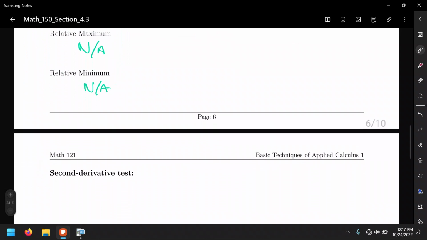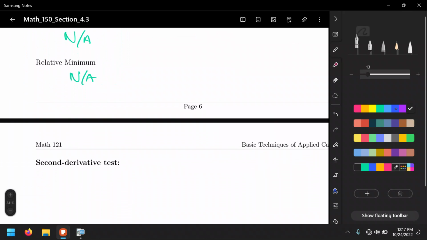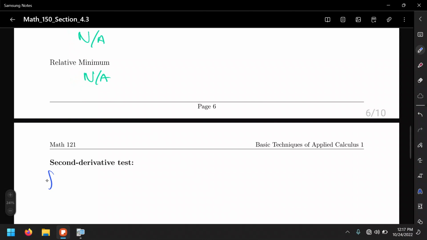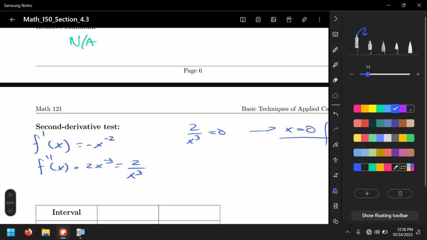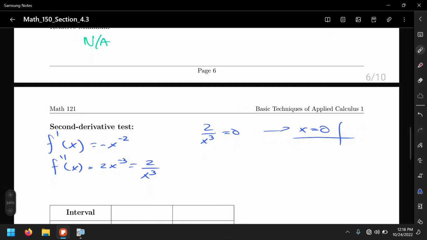Let's look at the second derivative test. So the second derivative of the function: number 1, the first derivative was -x^(-2). Find the second derivative. That's going to be positive 2x^(-3), which is 2/x^3. Set 2/x^3 equal to 0, and the only critical number is x = 0. Or rather, not critical; this one is a hypercritical number.